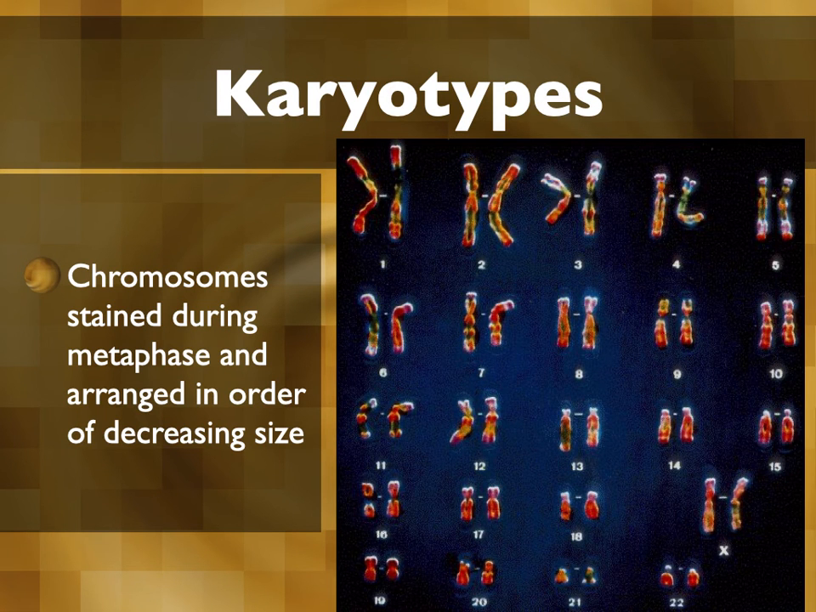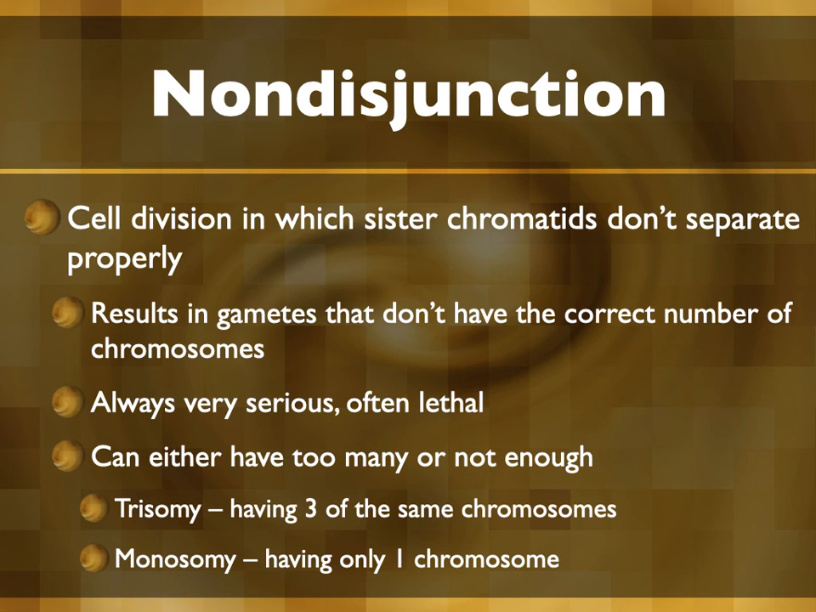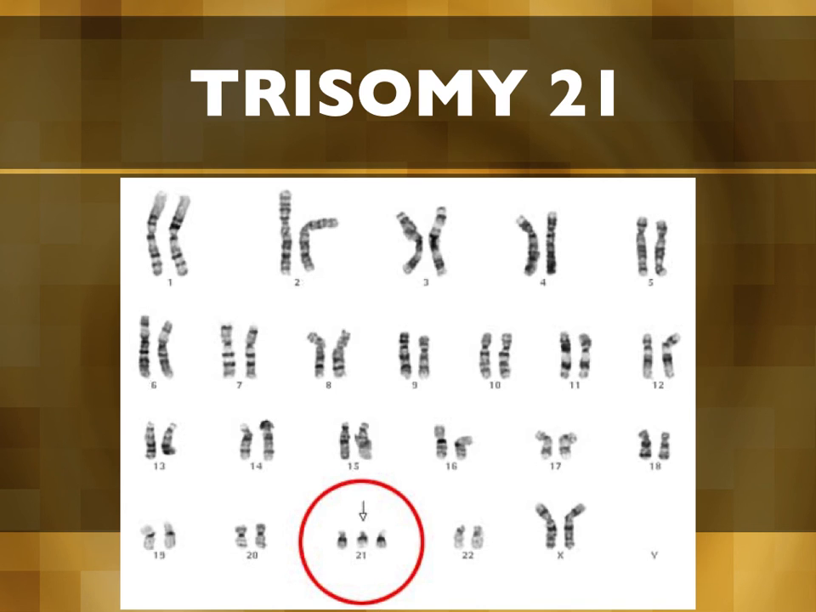Don't forget, a karyotype is a picture of chromosomes. Don't forget that non-disjunction is when two chromosomes do not come apart, and you can end up with either a cell having too many or not enough. Trisomy is having 3 of the same chromosome. Disease, you should know, coming up in a moment. And monosomy is only having 1 chromosome. That's like Turner's from last unit. Trisomy 21, also known as Down syndrome. Individuals have 3 chromosome 21.